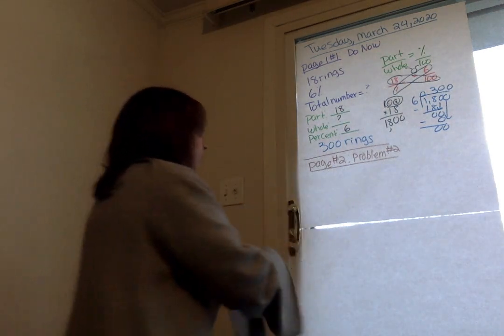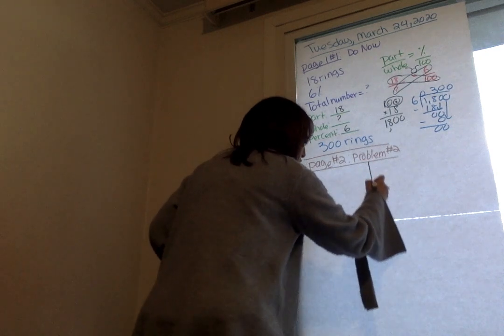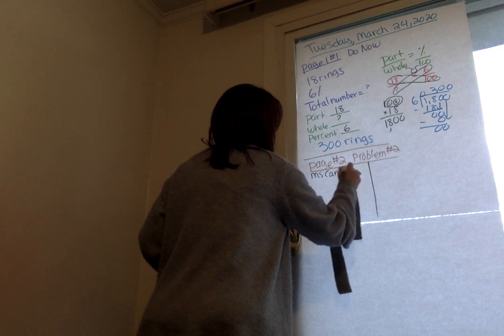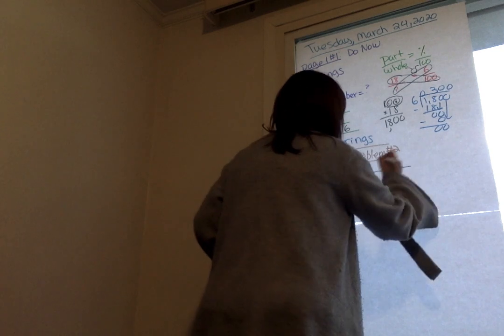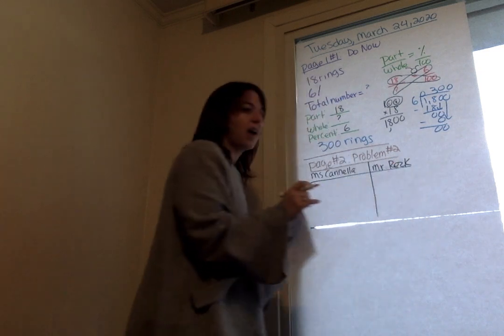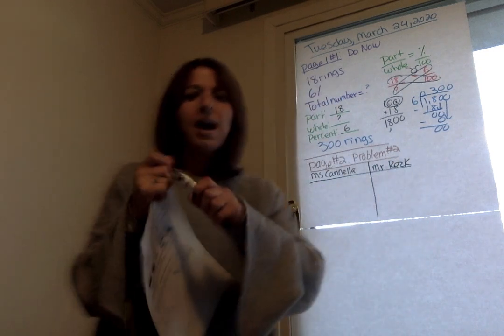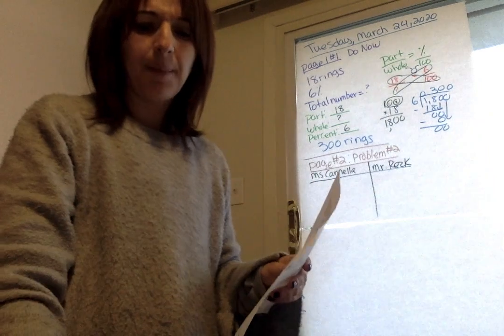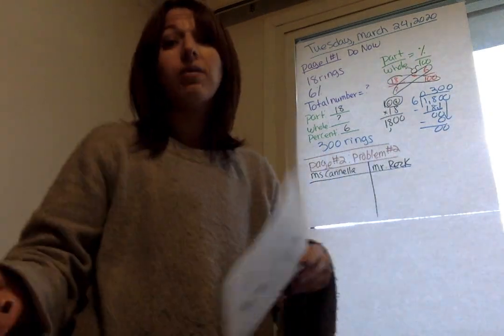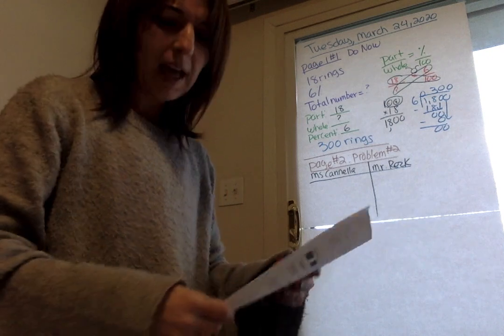So we're just going to continue over here. So I'm going to have my T-chart. One side I'm going to have Miss Canella, and the other side I'm going to have Mr. Rez. Now, when we find the unit rate, we are going to divide. We are going to divide the miles by the weeks to figure out how many miles I ride per week and how many miles Mr. Rez rides per week.